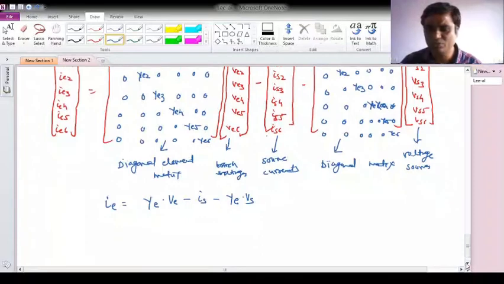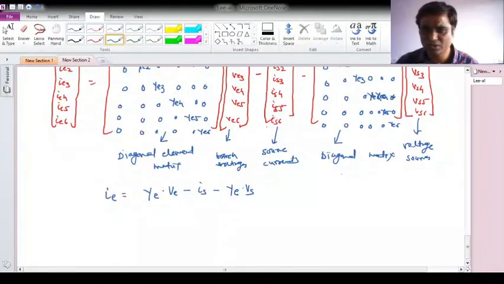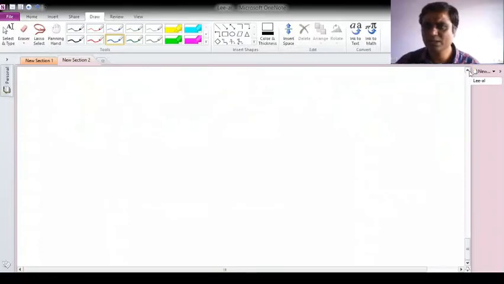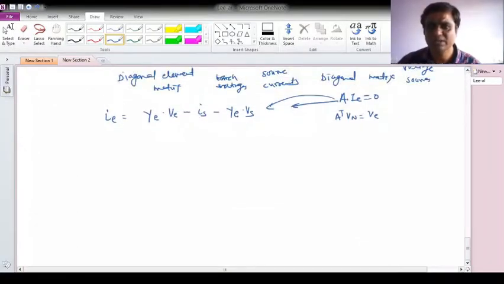I know for nodal analysis I have two equations. What are those? A into IE, which was 0, and A transpose into node voltage, which was equal to VE. Okay, so let me try to use these equations in this particular form. So what I want with IE, suppose let me use that IE is here. So now let me write this way: YE into VE minus YE into VS.